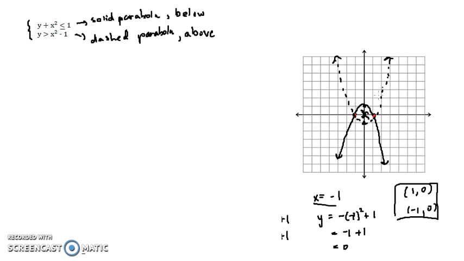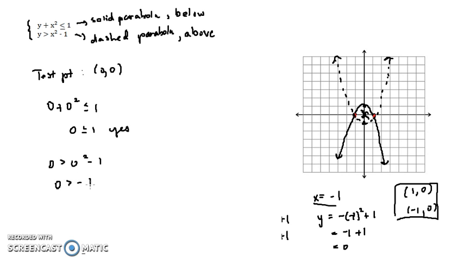I'm doing that so you can see what I'm pointing at. Before you actually shade it in, remember that you really want to test a point. So what point is in that region that we could test? Well, the origin is always easiest to test because zeros are great. So when we put zeros in here, we're going to have 0 plus 0 squared less than 1. That is true. Check it in the second one, put (0, 0) in here. We're going to have 0 greater than 0 squared minus 1, 0 greater than negative 1. Yes, that's also true. So we did pick the right region, and we can go ahead and shade that in.